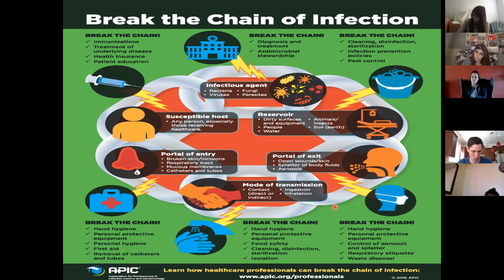Personal protective equipment or PPE. Food safety. We want to make sure we're cleaning and disinfecting. And then isolation when necessary. So if somebody is suspected to have tuberculosis, we're going to put them on isolation protocols. And it may result in them not being able to have visitors until it's either ruled out or treatment is started.